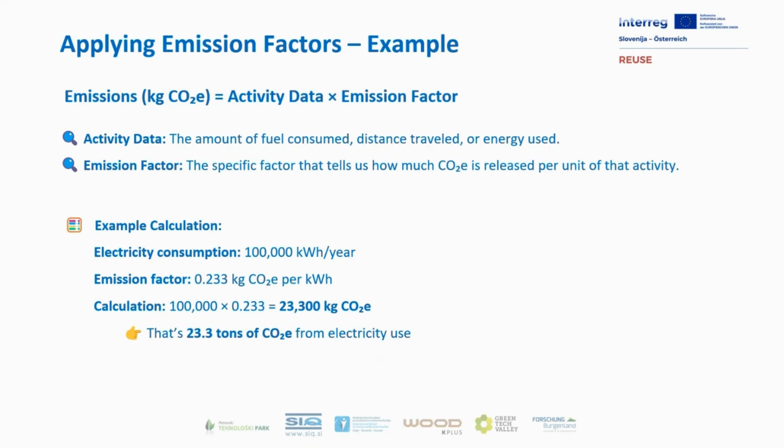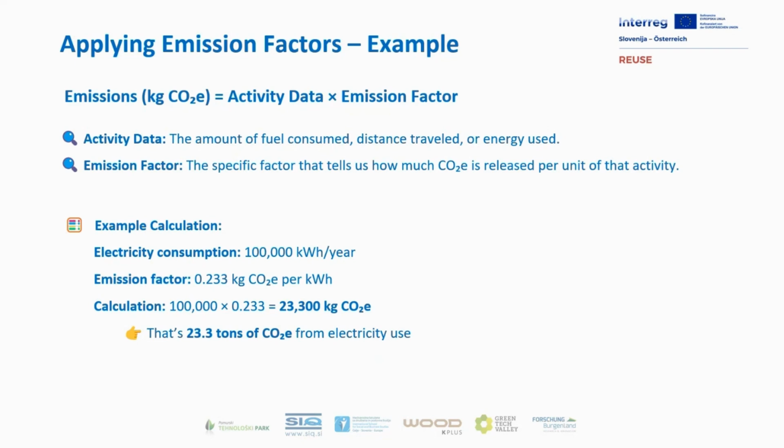So activity data is the measurable part of what the organization does. This could be how much fuel is used, how much electricity is consumed, or how far vehicles travel, and so on. The emission factor tells us how much CO2e is released per unit of that activity. So for each liter of fuel, each kilowatt hour of electricity, or each kilometer traveled, the factor gives us the emissions. Let's look at a simple example to make it clearer.